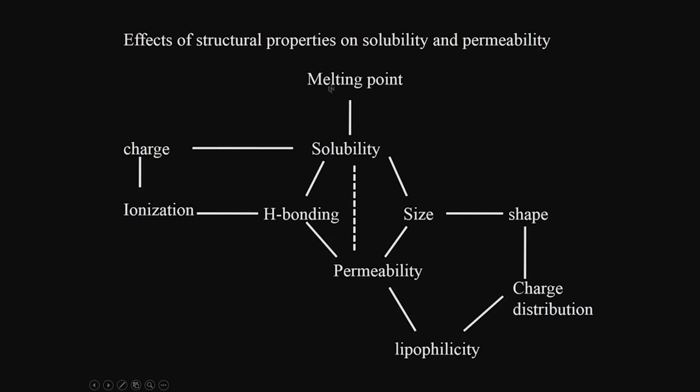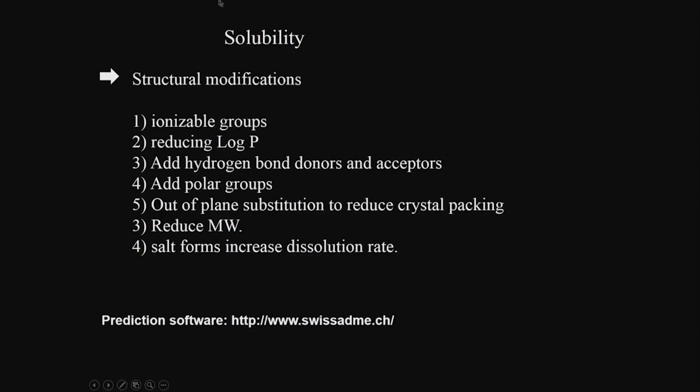So solubility and permeability are sort of opposing each other, and we are going to see that in the next few lectures. Okay, solubility. You can do a lot of structural modifications to improve solubility. We can put in ionizable groups. As I said, salts are always highly soluble. That is why 70% of the drugs are in salt form.